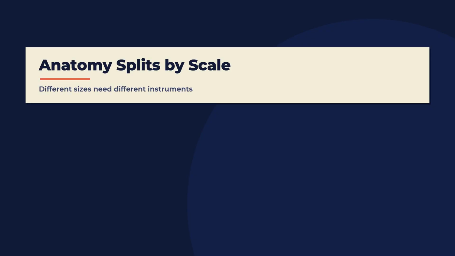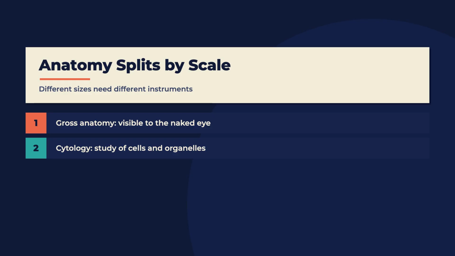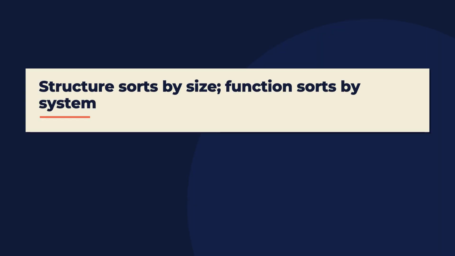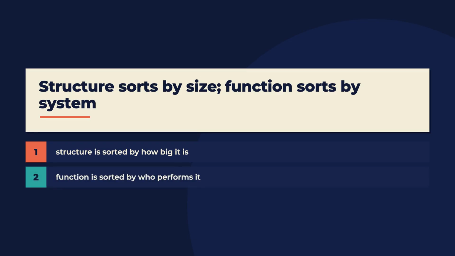Gross anatomy covers what the naked eye can see, like the heart or the femur. Once you need a microscope, you're in microscopic anatomy, which splits into cytology, the study of cells, and histology, the study of tissues. Developmental anatomy tracks change over a lifetime, and embryology narrows that to before birth. Physiology doesn't divide by scale at all. It divides by organ system, giving us renal physiology, neurophysiology, and cardiovascular physiology. This asymmetry is the point.